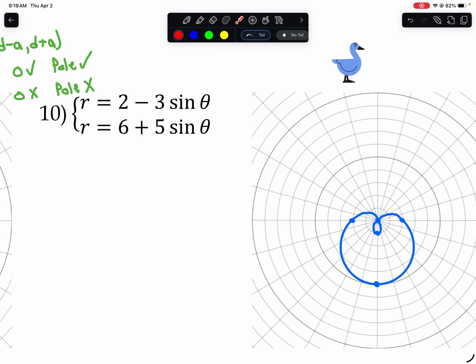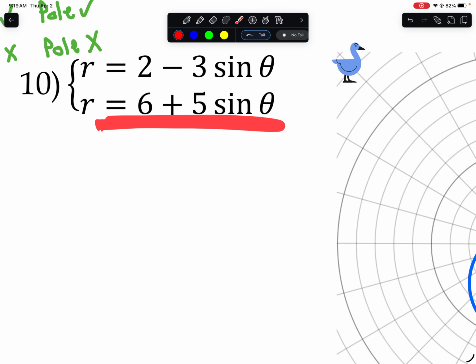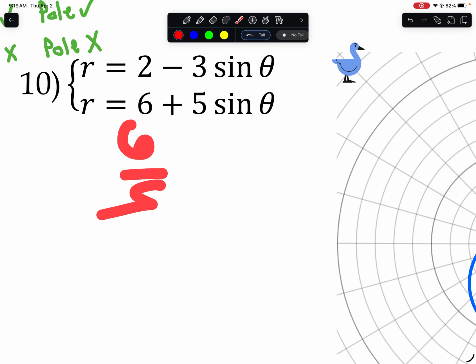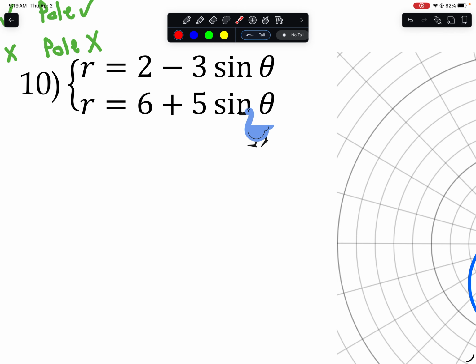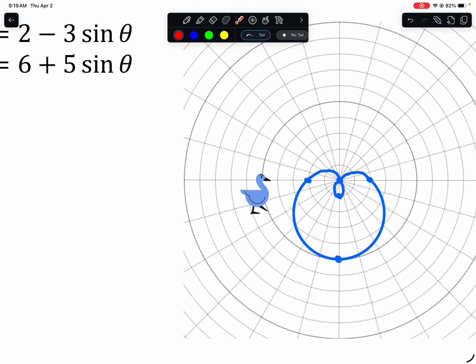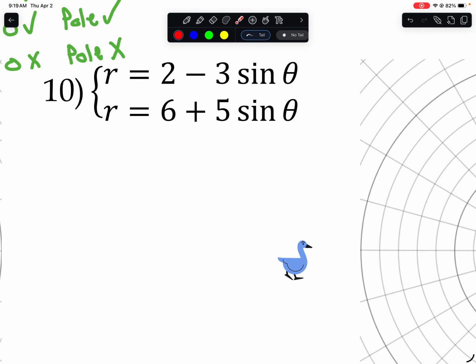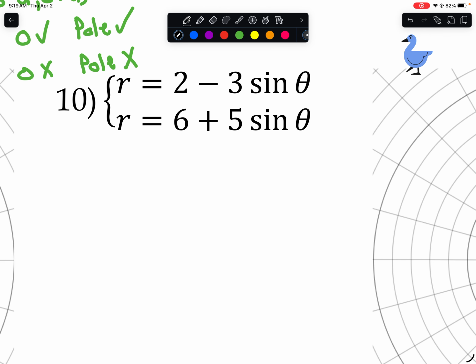Now, for the next part, we're going to have 6 plus 5 sine theta. Now, if I do my ratio 6 over 5, that's going to be bigger than 1. Because it's bigger than 1 but less than 2, that tells me we're looking at a dimpled Limaçon. Actually here, let's do the pole. I'm going to show the pole first.